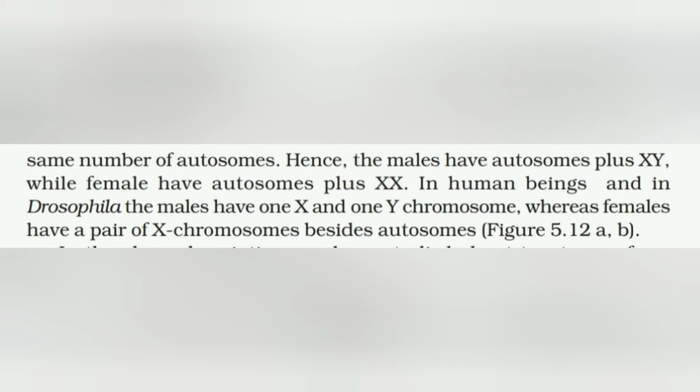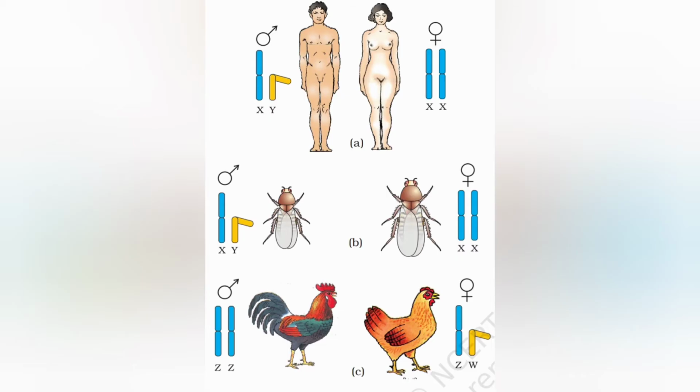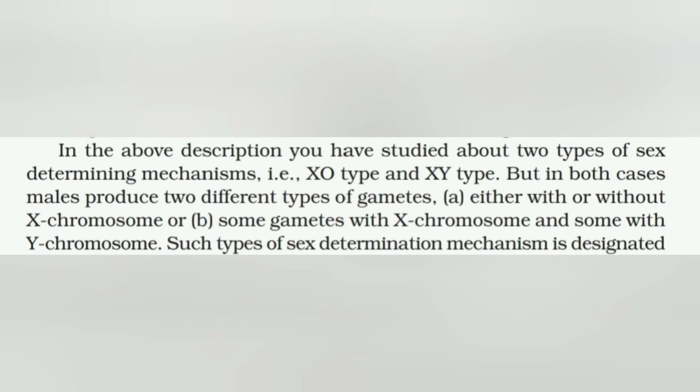In human beings and in Drosophila, the male have one X and one Y chromosome, while females have a pair of X chromosomes besides the autosomes. In the above description, you have studied about two types of sex determining mechanisms, XO and XY.